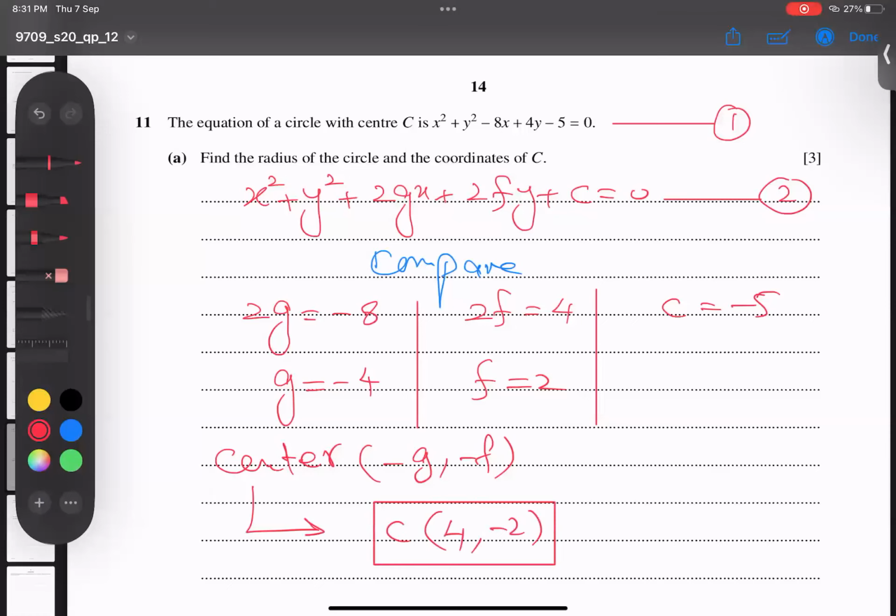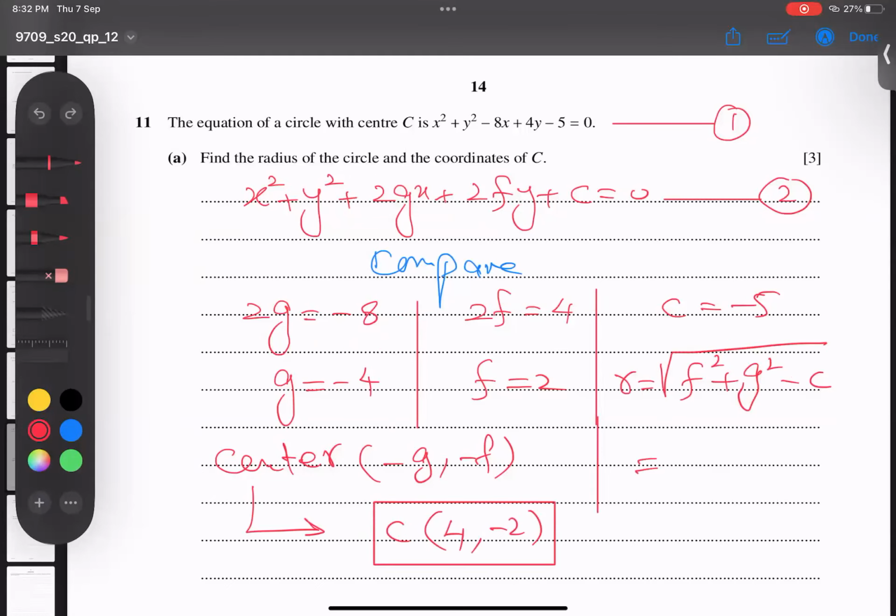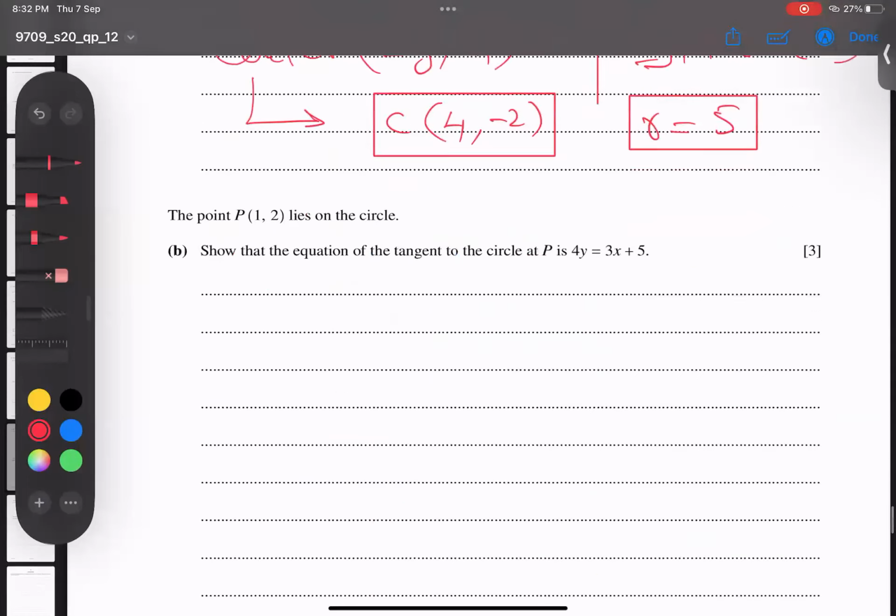Now how do we find the radius, students? It's not a hard job. The radius formula is the square root of f squared plus g squared minus c. The f value comes from here, the g value from there. So 2 squared becomes 4, and 4 squared is 16, and c is negative 5, so negative into negative 5 gives 5. That is 20 plus 5, which is 25, and the square root of 25 is 5. I believe up till here it is clear, so part A is clear.